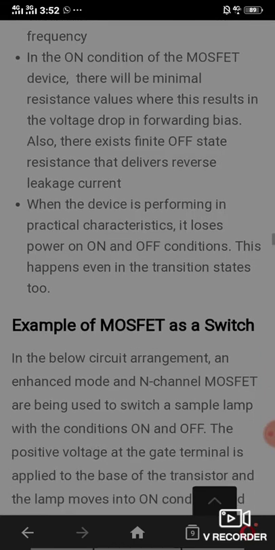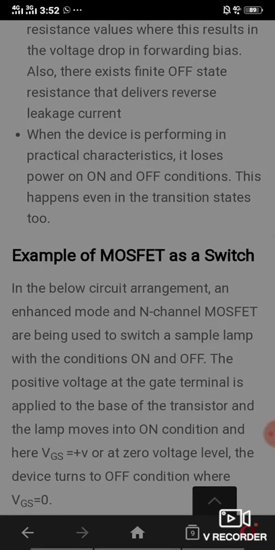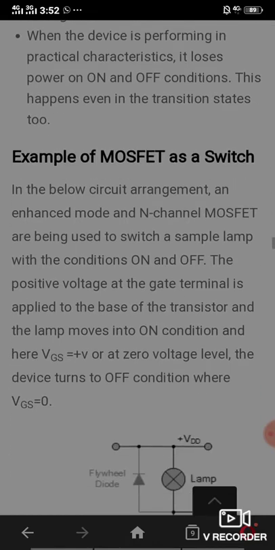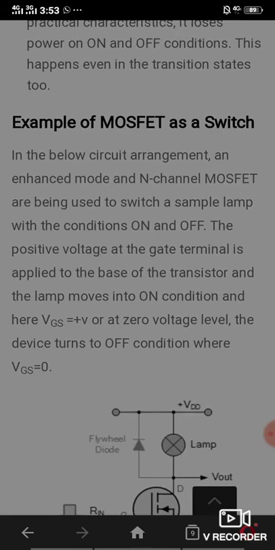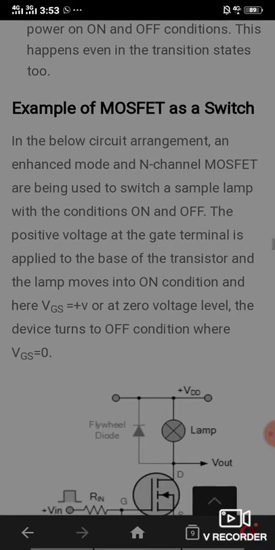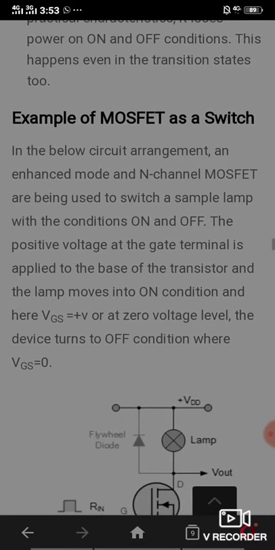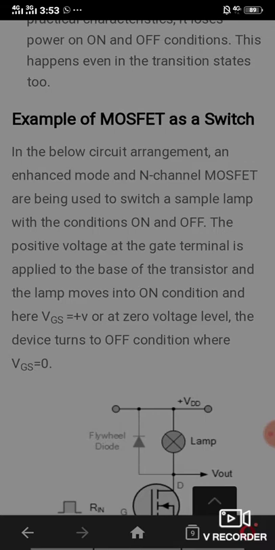In the below circuit arrangement, an enhancement mode N-channel MOSFET is being used to switch a sample lamp on and off. The positive voltage at the gate terminal is applied to the base of the transistor, and the lamp moves into the on condition. Here VGS equals 0 volts.